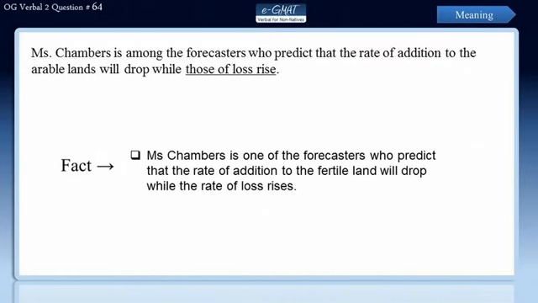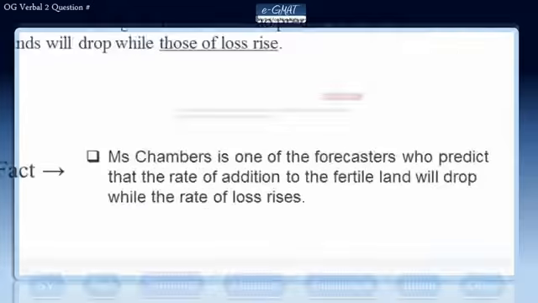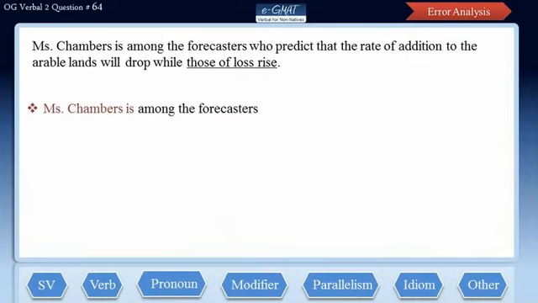Now let us evaluate the errors by splitting this sentence into its clauses. So here comes the first clause. Miss Chambers is among the forecasters. Here Miss Chambers is the subject and is the verb. Presence of who brings us to another clause that reads who predict that. Here who is the subject and predict is the verb.